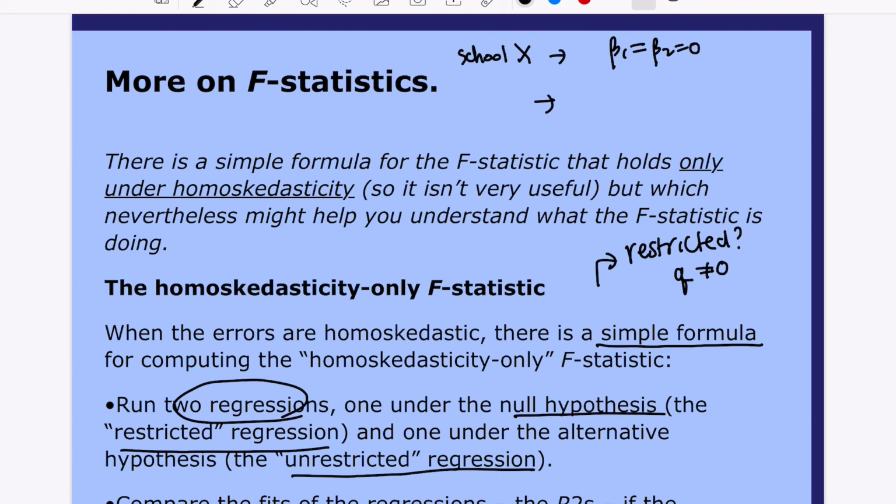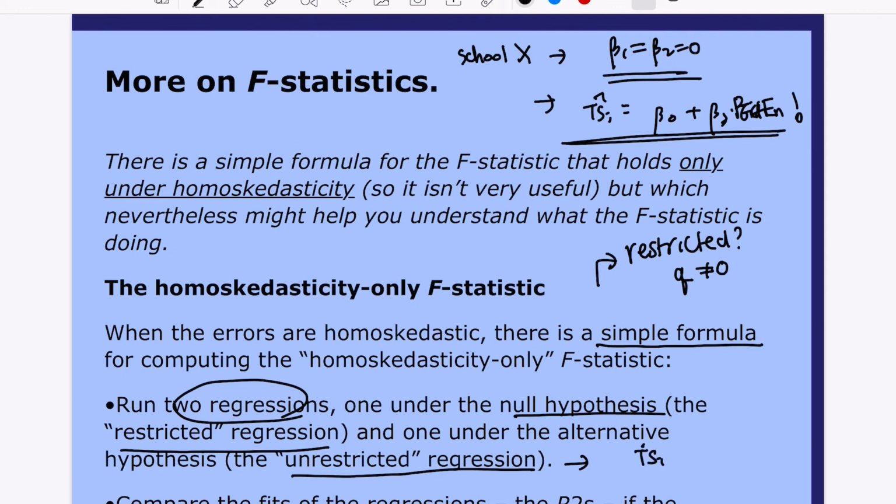So the equation was becoming simpler by dropping these values: TSI hat equals beta 0 plus beta 3 times percentage of English learners only. So this will be the restricted version versus the unrestricted version of the full thing. I'm going to rewrite it, it's very blurry. TSI hat equals beta 0 plus beta 1 STR plus beta 2 expenditure plus beta 3 times percentage of English learner.